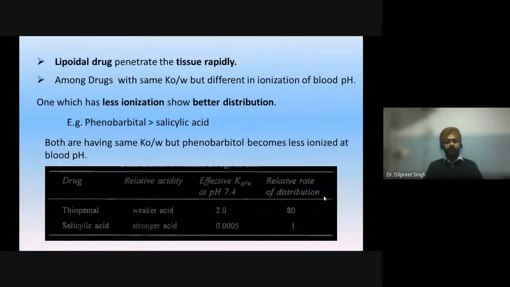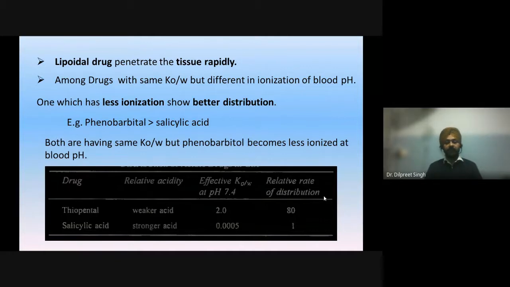A lipoidal drug penetrates the tissue rapidly. Among drugs having the same oil-water partition coefficient but differing in ionization at blood pH, the one with less ionization crosses the membrane easily and shows better distribution. For example, phenobarbital has better distribution as compared to salicylic acid. Both have the same oil-water partition coefficient, but phenobarbital becomes less ionized at blood pH.